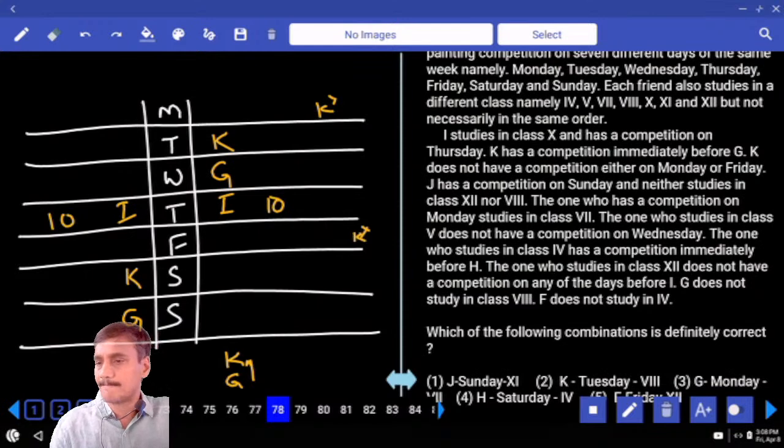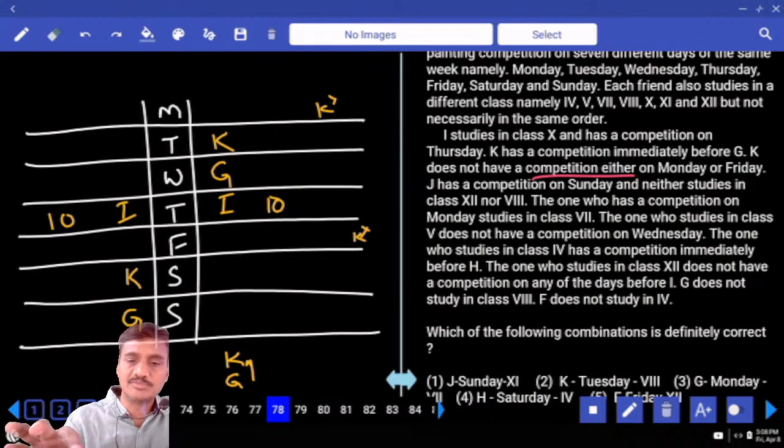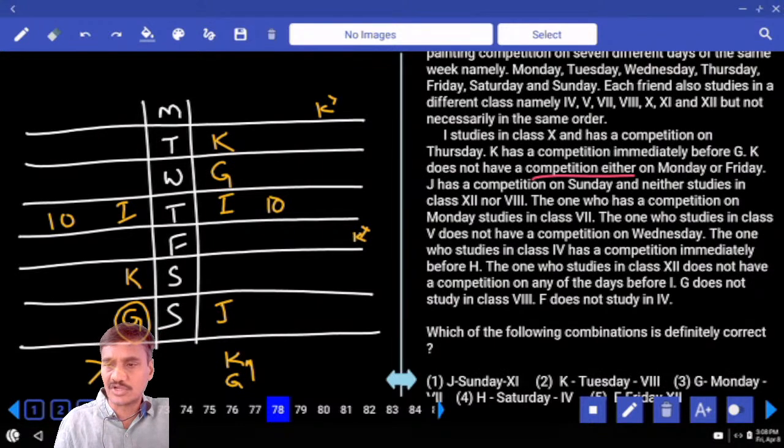Then next, J has a competition on Sunday. But as we got G on Sunday in this one, that is ruled out. J has a competition on Sunday and studies neither in class 12 nor 8. Hence 8 and 12 are ruled out for this one.